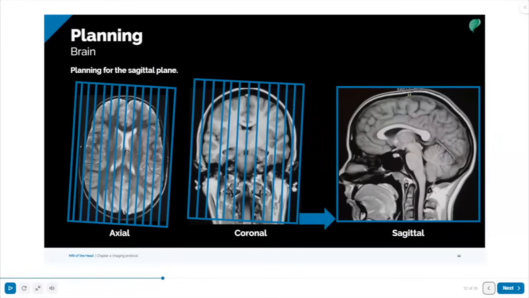We check the sagittal localizer to make sure that our field of view is large enough that we are encompassing the entire brain.